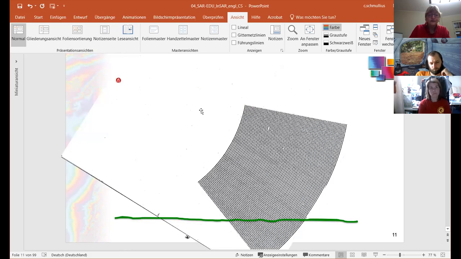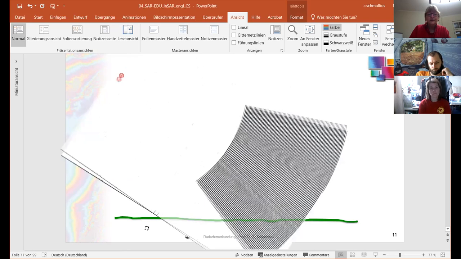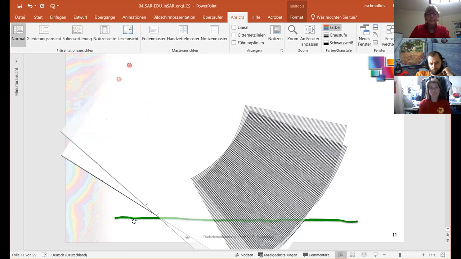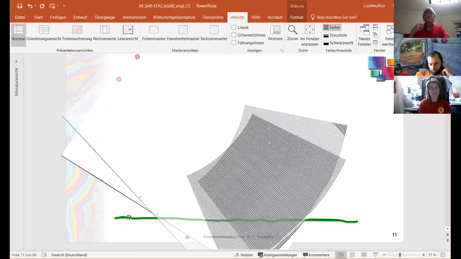Tricky to work with this thing. If I get too small, I get only a few fringes. So, if you remember, this interferogram, this fringe pattern, is supposed to represent at the end an elevation model. And each of these fringes represents an isohypse, a height line. And the difference between the fringes is the equidistance.